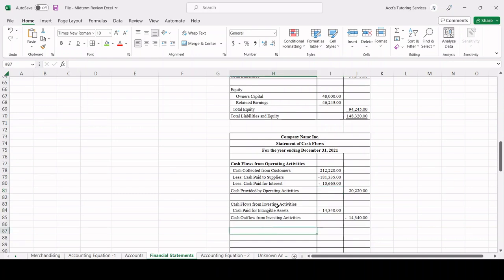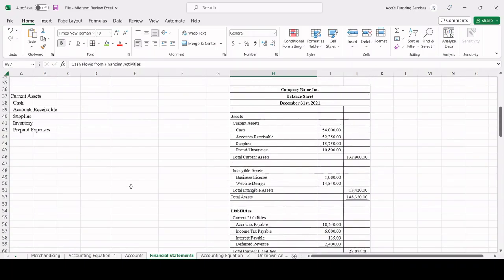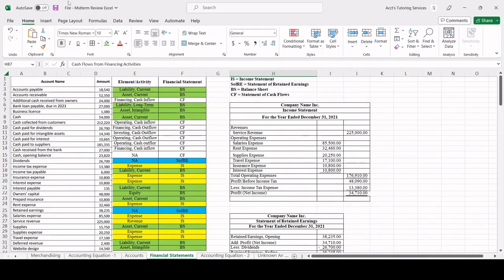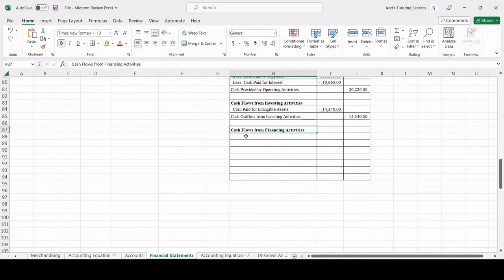And then lastly, we're going to have cash flows from financing activities. So this is going to include items such as additional cash from owners of 24,000, cash paid for dividends of 26,700, and cash received from the bank of, where is it, 27,000, right? So let's type this out. It doesn't have to be in any particular order.